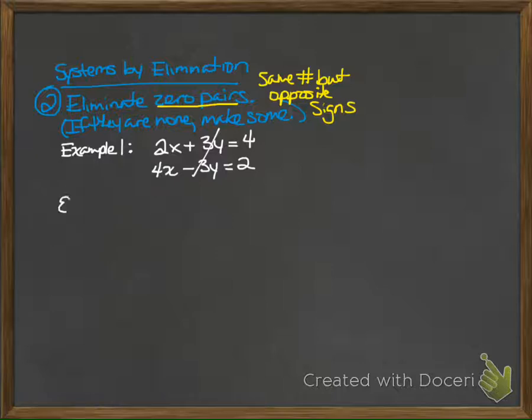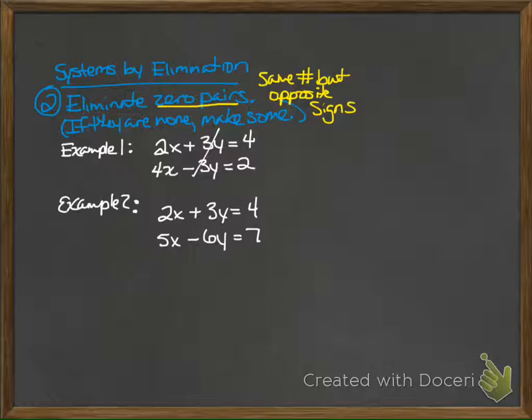Another example. Think of each one of these examples kind of like scenarios. So in example 2, we have 2x plus 3y equals 4 and 5x minus 6y equals 7. Again, we're trying to eliminate zero pairs. Well, let's look at our x terms. Are those the same numbers but opposite signs? No, they're not the same numbers, nor are they opposite signs. Let's look at your y terms. Those are also not the same numbers, but they are the opposite signs.